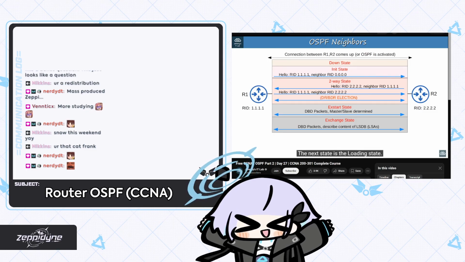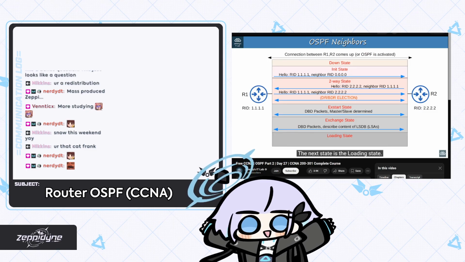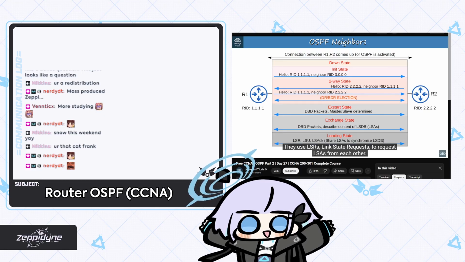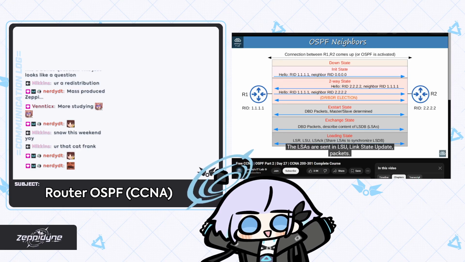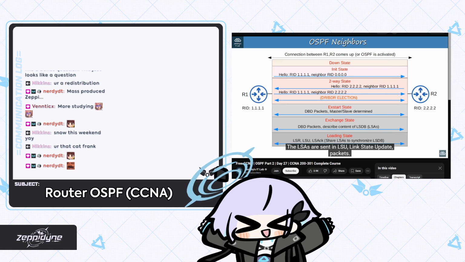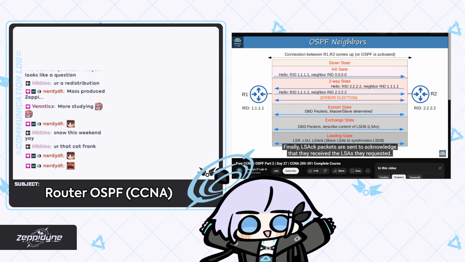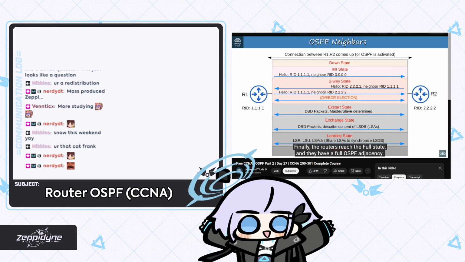The next state is the loading state. They use LSRs, link state requests, to request LSAs from each other. The LSAs are sent in LSU, link state update packets. Finally, LSAck packets are sent to acknowledge that they received the LSAs they requested. Finally, the routers reach the full state, and they have a full OSPF adjacency.